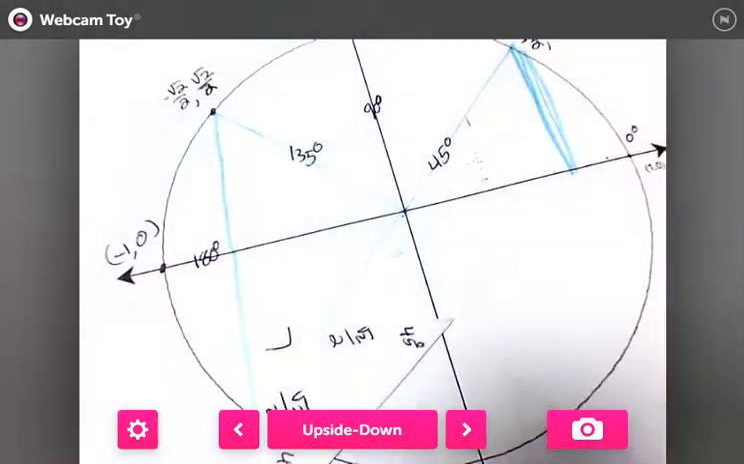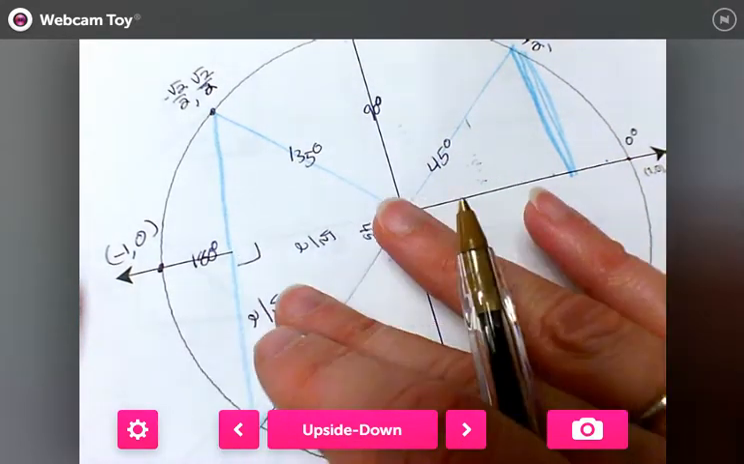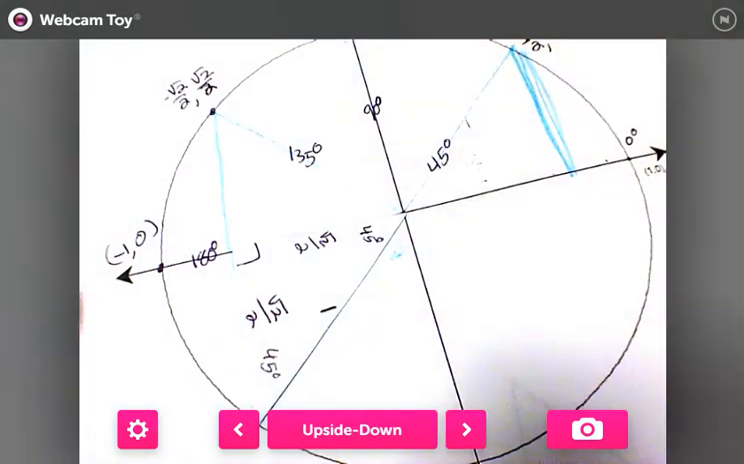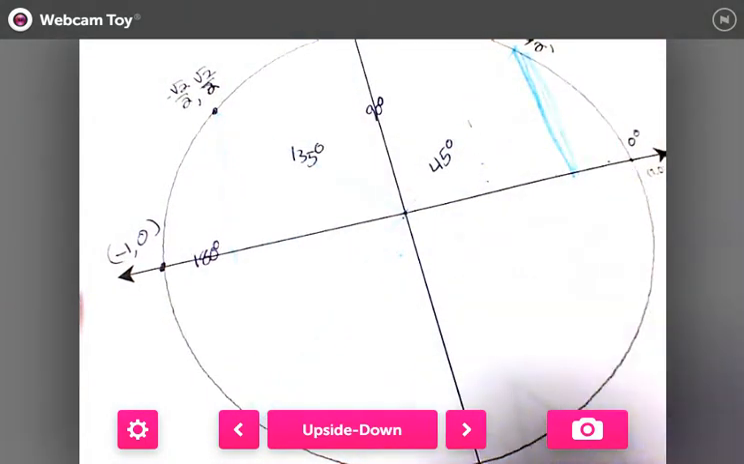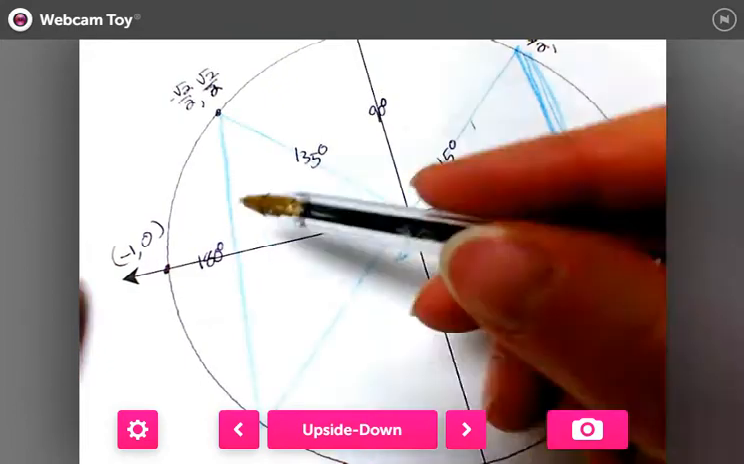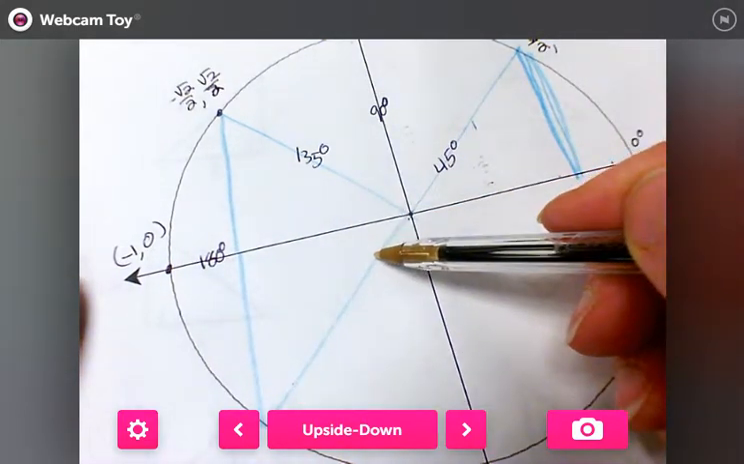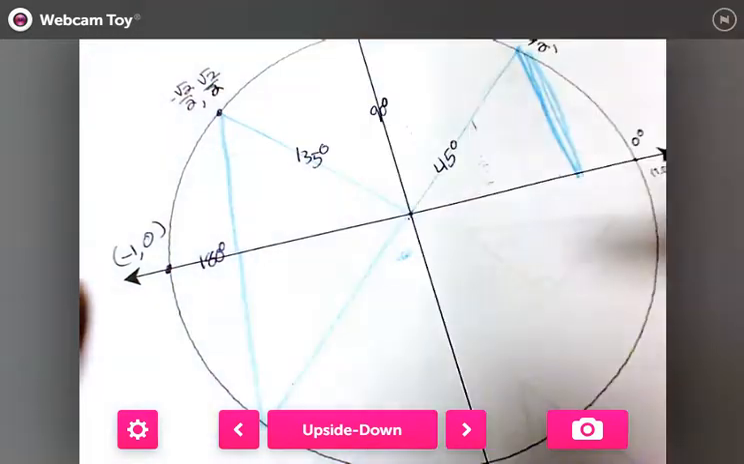Yes, you should be doing the same color for all of us. Now, I reflected over the x-axis. So this is 180 plus 45 more. What is that? What's 180 plus 45 more degrees? You got calculators. 225.